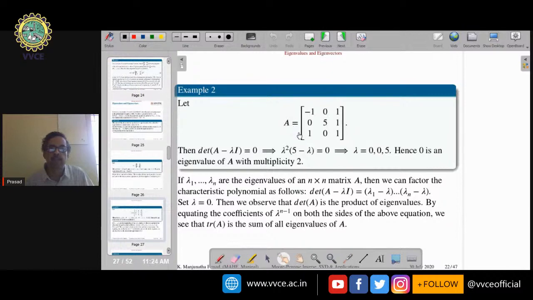Look at this particular case. Here for this matrix, [minus 1, 0, 1; lambda, 5, 1; 1, 0, 1], the characteristic equation can be factorized into lambda squared into 5 minus lambda. Therefore, 0 happens to be the root with multiplicity 2, and 5 happens to be root with multiplicity just 1. Just because you have 0 as an eigenvalue, I don't say that the rank of this matrix is 1. Don't get confused between the number of non-zero eigenvalues and rank of this particular matrix.